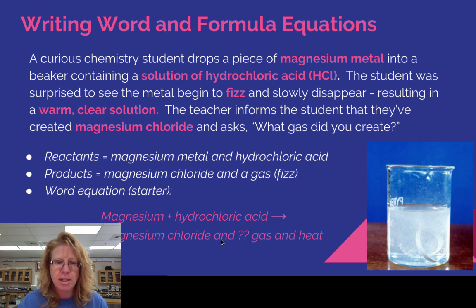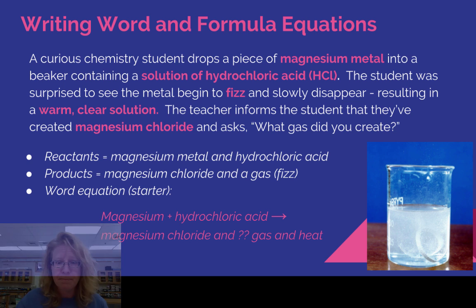It's not balanced. It's not quite done yet. But I've got magnesium plus hydrochloric acid, or you could write hydrochloric acid plus magnesium. And then I have my reaction arrow. And then I've got magnesium chloride, because I know that's something I produced. And then some sort of gas. And then some sort of heat is also produced. I know it's produced because it gets hot at the end.